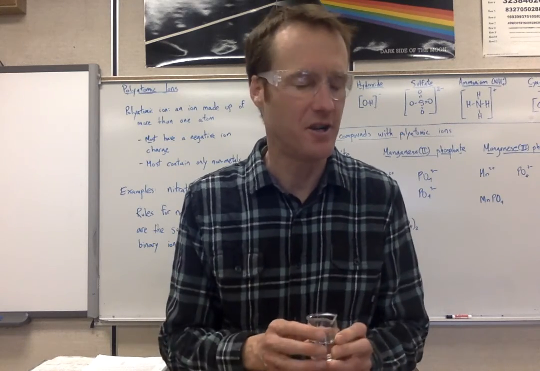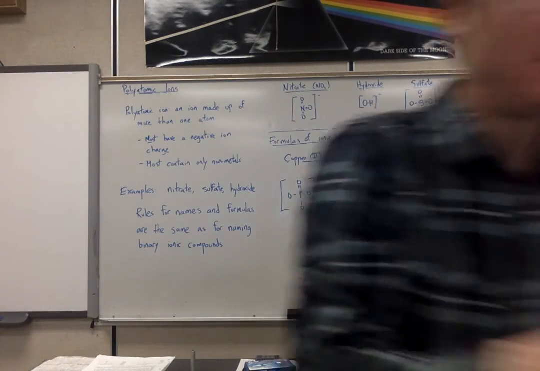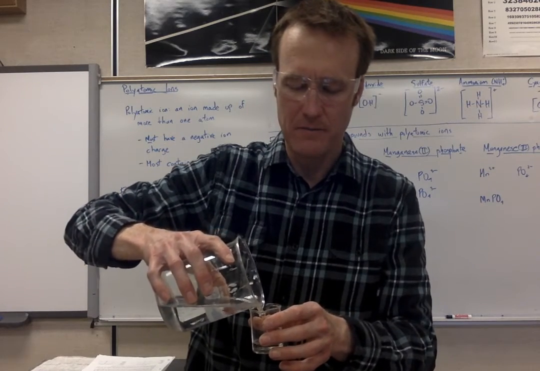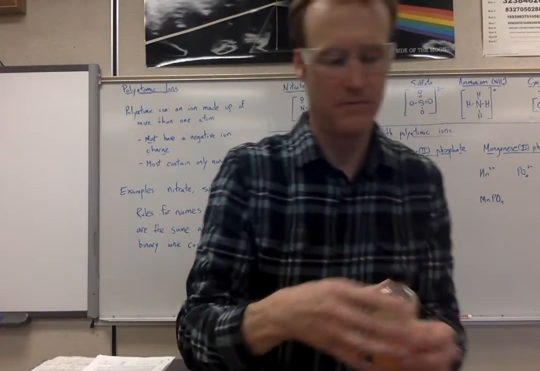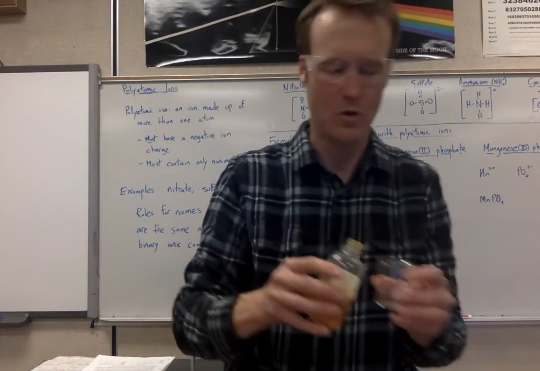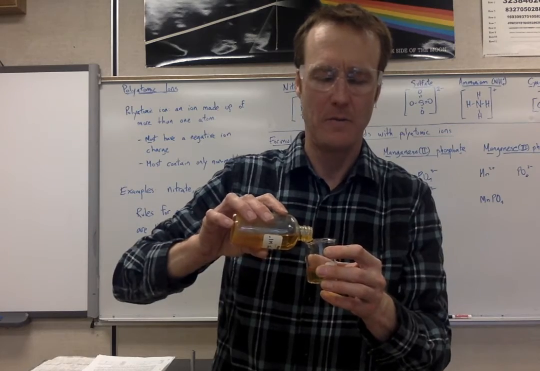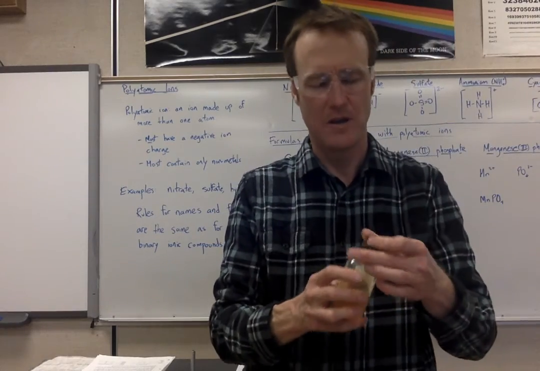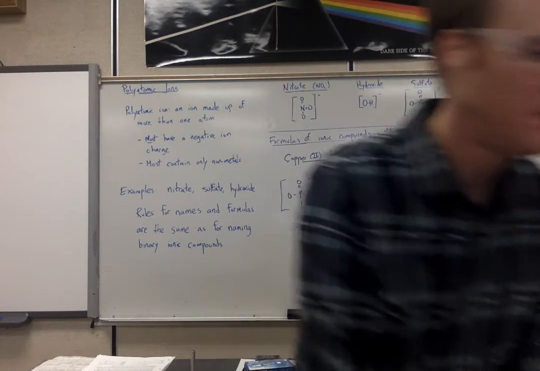Most of the ionic compounds you're going to see in high school chemistry have got a metal and a non-metal. But chemistry is full of exceptions. I'm going to show you a test for the presence of the iron 3 ion, because iron can exist as iron 2 or iron 3.